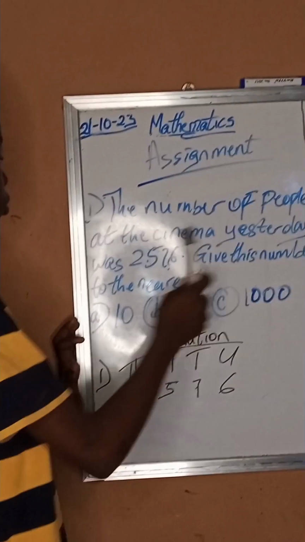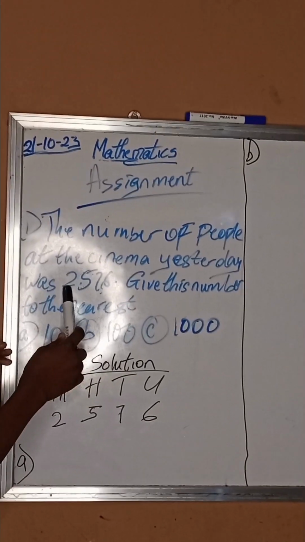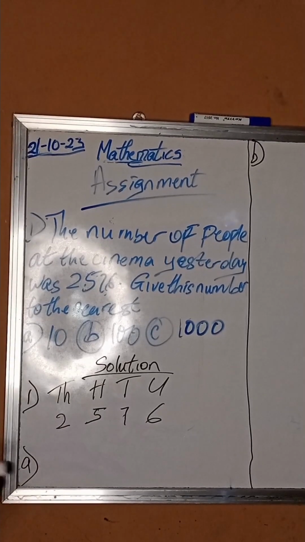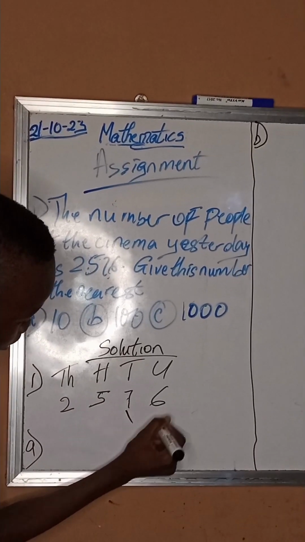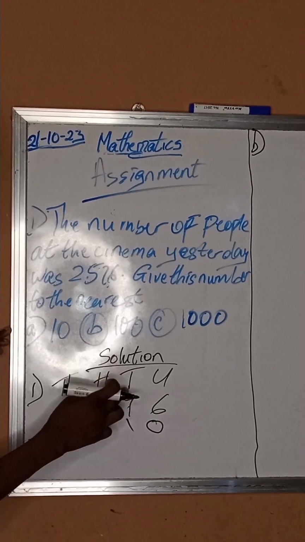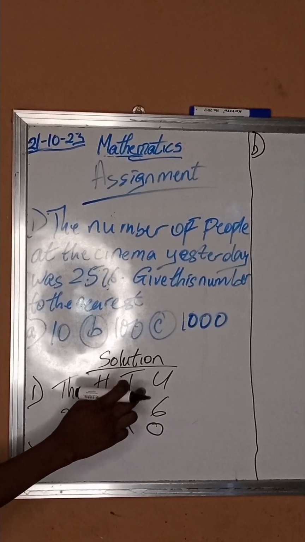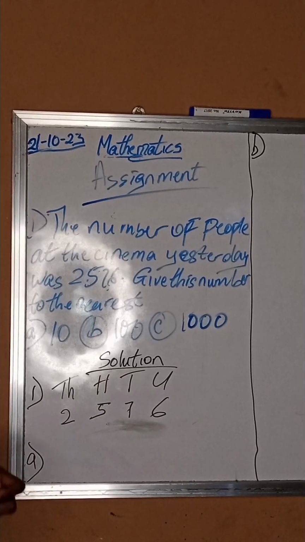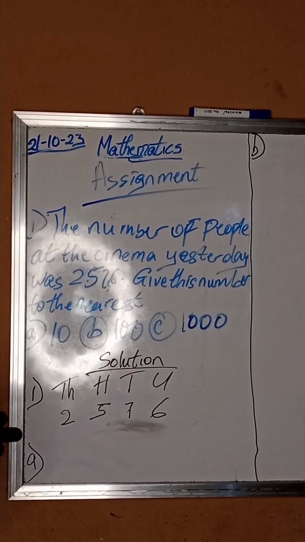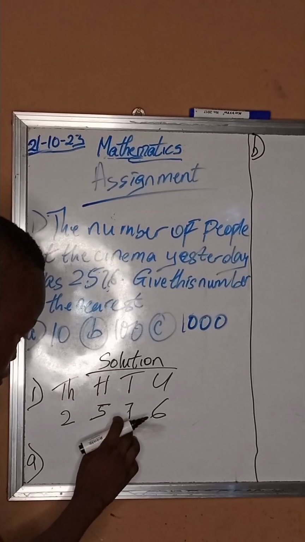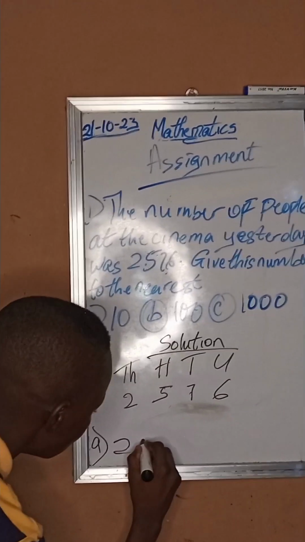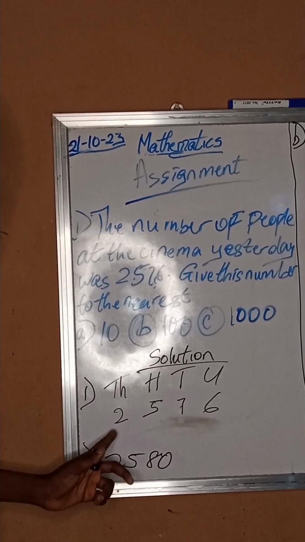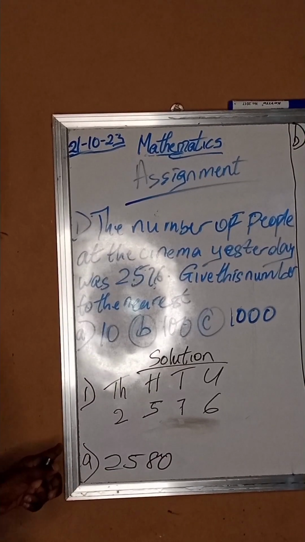The number of people at the cinema yesterday was 2,576. Give this number to the nearest 10. So I have to approximate this to the nearest 10. The decider is 6. Is 6 greater than 5 or less than 5? Greater than 5. So we add 1 to the 7. That will make it 2,580. That is approximated to the nearest 10.